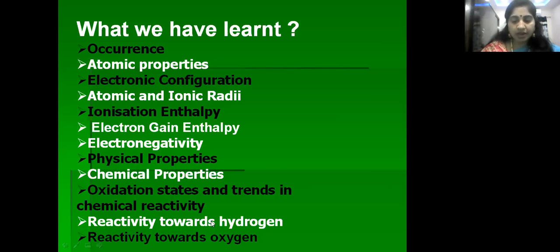Next, reactivity towards hydrogen: they can form hydrogen halides. Hydrogen halides HF, HCl, HBr and HI. The stability decreases as the bond length increases and bond dissociation enthalpy decreases. Because of that, stability decreases and acidic character also decreases from HF to HI. Next, reactivity towards oxygen: they can form many oxides, out of which fluorine can form only two oxides. These oxides of chlorine, bromine and iodine are oxidizing agents, so they act as bleaching agents. They can be used in the paper pulp industry and textile industry, right children? So these things we have discussed in this session.